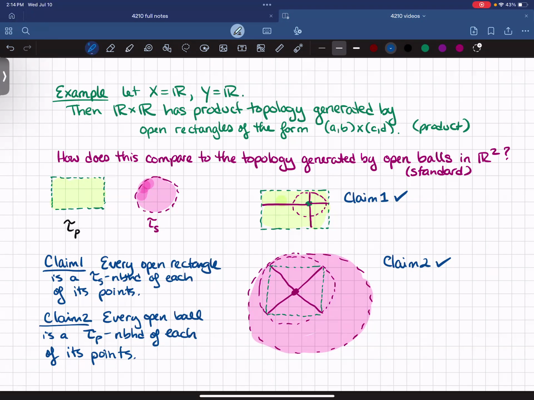Okay? So the product topology, we have a basis of open rectangles. In the standard topology, we have a basis of open balls. And it turns out that those are the same topology. So you can use different bases in different situations, depending on what will make the proof or the problem that you're trying to do easier.